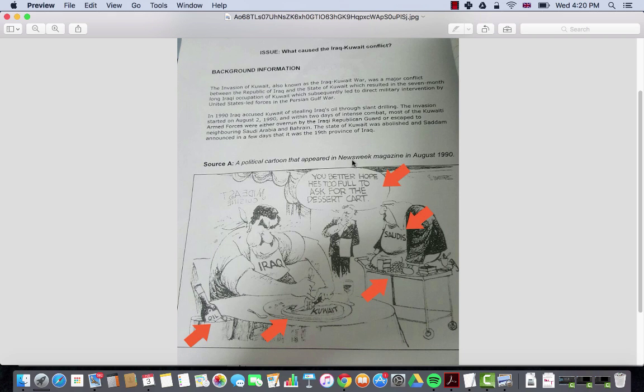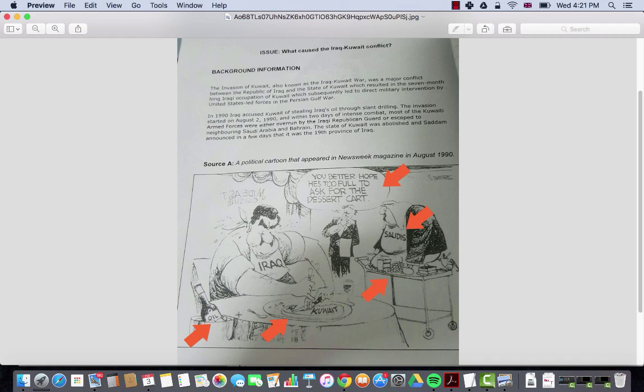And it appeared in Newsweek magazine, which is a very popular magazine in the West. It's an American publication distributed to an international audience. All right. So you would be thinking at the back of your head that people around the world, members of the international community, would be looking at this political cartoon. Let's move on to the cartoon itself, okay? And remember that the big issue is what caused the Iraq-Kuwait conflict.